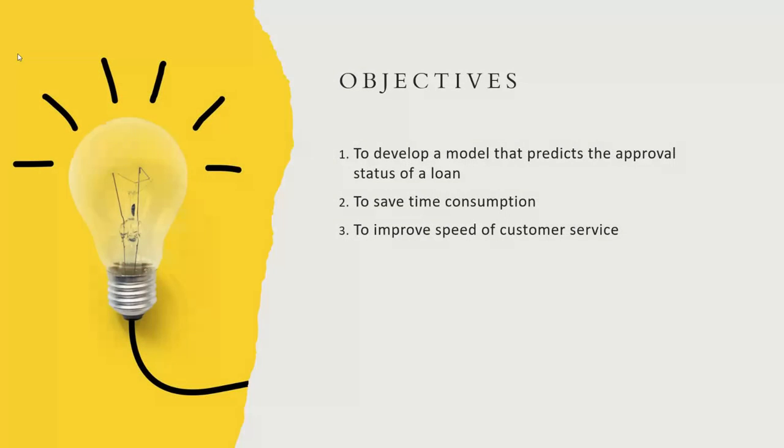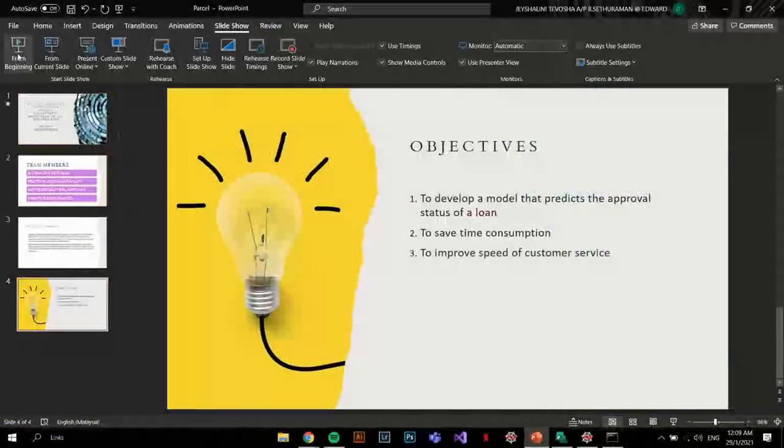Moving on to our objectives, it is to develop a model that predicts the approval status of a loan, to save time consumption, and to improve speed of customer service. Apart from all this, our main objective for this subject is to learn how to manage a project and the steps taken in it, and what are the things we are supposed to do when actually managing a project.